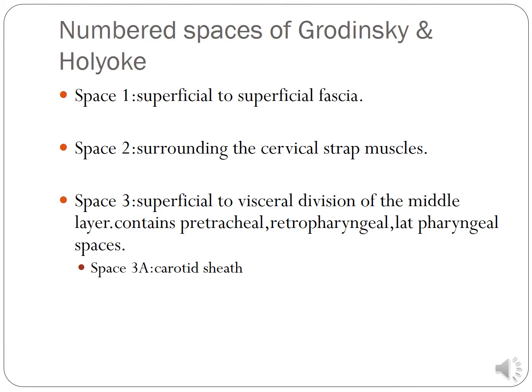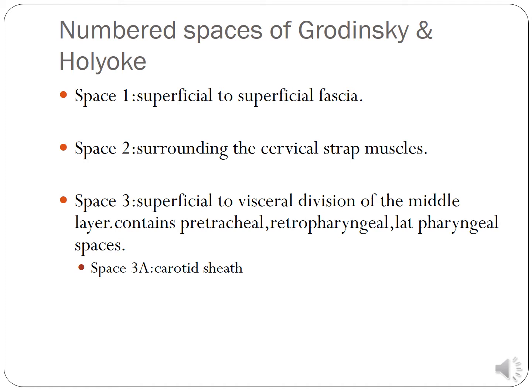Fine. And there are numbered spaces of Grodinsky and Holyoke. They have numbered it as space 1, space 2, space 3, and space 4. It again contains subdivisions, from superficial fascia to space 2 involving the cervical strap muscles, and space 3 involving the visceral divisions. That is the middle layer, which contains the pretracheal, retropharyngeal, and pharyngeal spaces, where space 3A is very important because it protects the carotid artery.